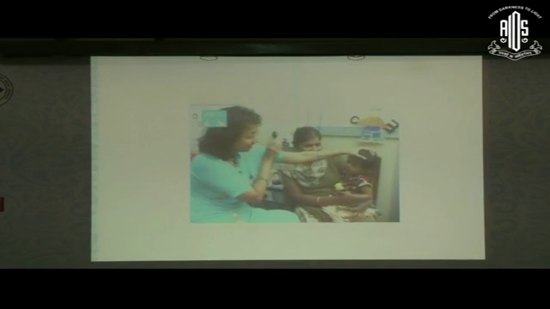My first patient of the morning. Lovely child. Very cooperative. Very sweet. Cover, uncover test. Oh, she's a very cooperative child, believe me.